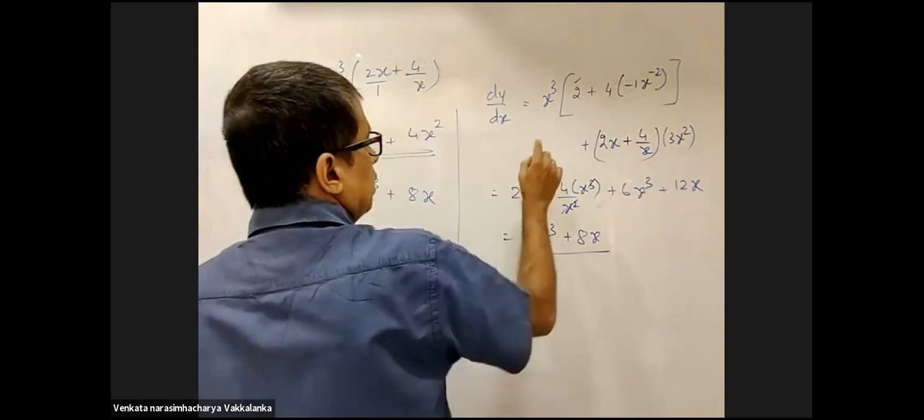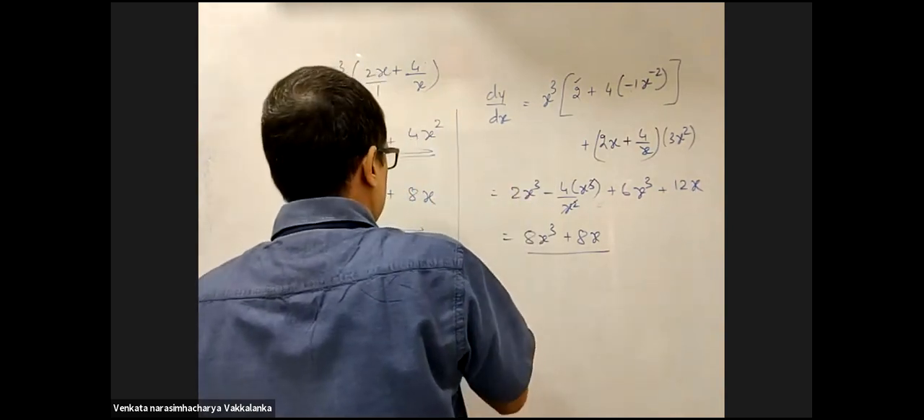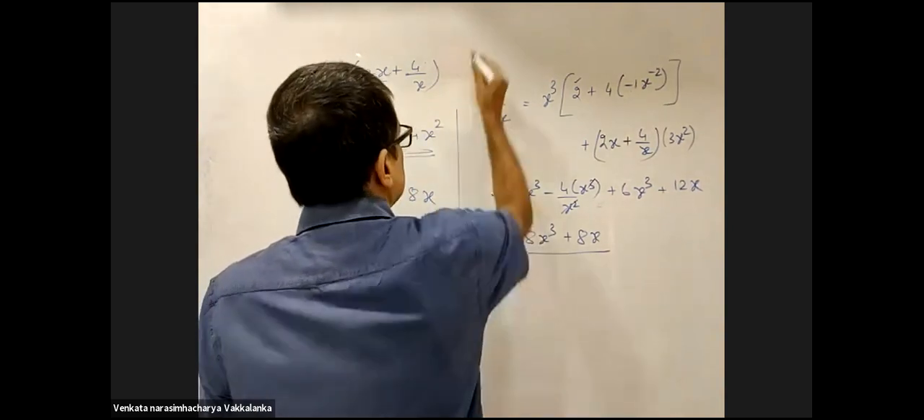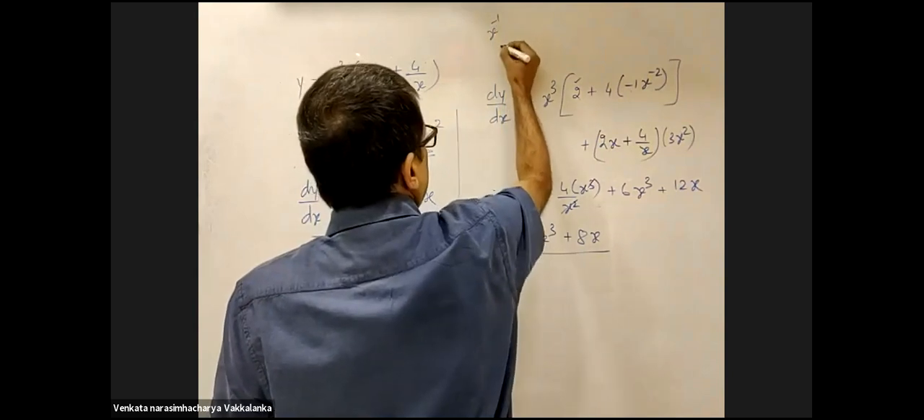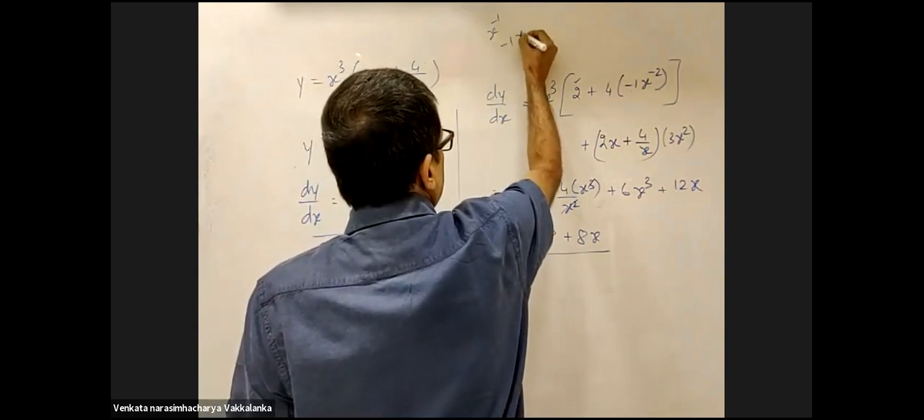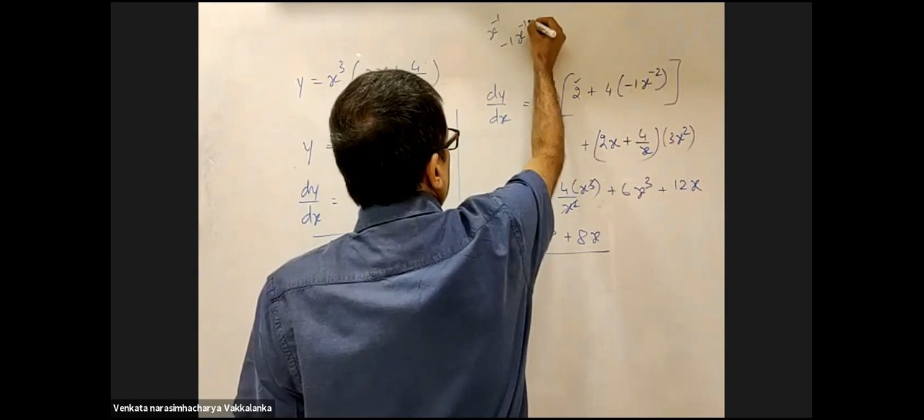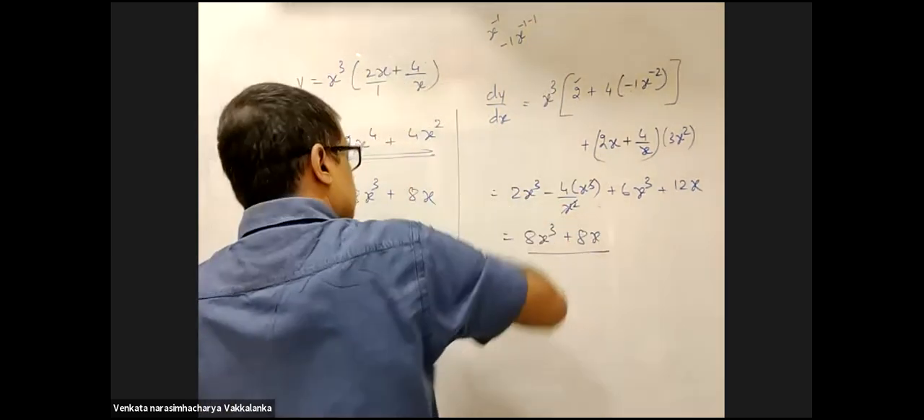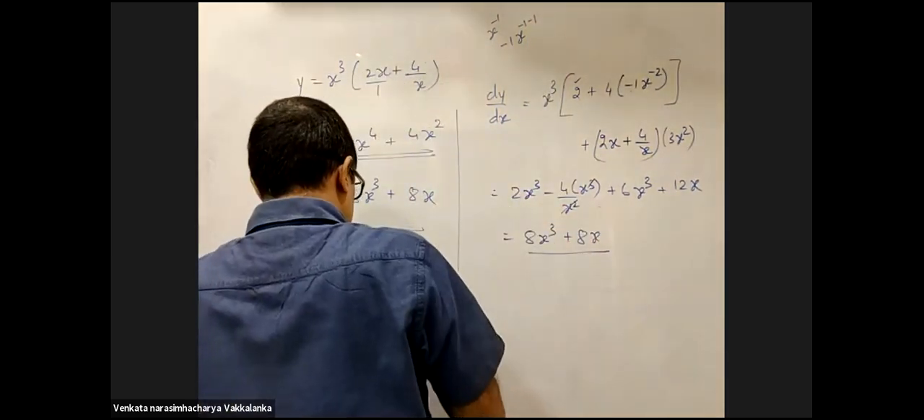Sir, how did minus 2 come? X to the power minus 1 differentiation is minus 1, x to the power minus 1 minus 1. Oh, yes, sir, much clearer.